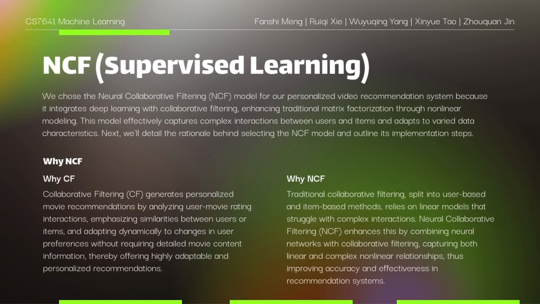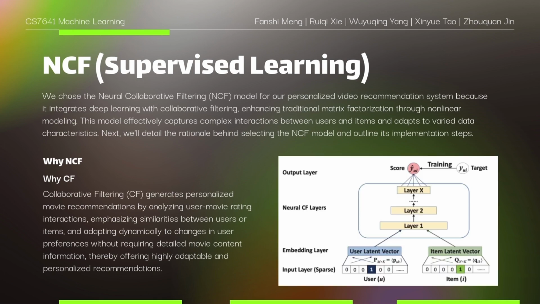For our method one, we utilize neural collaborative filtering, which is NCF, for our video recommendation system, as it blends deep learning with traditional collaborative filtering. This integration enhances matrix factorization by capturing complex user-item interactions dynamically, suitable for varied data characteristics. Collaborative filtering alone focuses on similarities in user ratings and adapts without needing specific content details, making our recommendations adaptable and personalized.